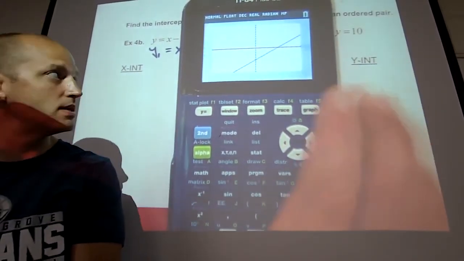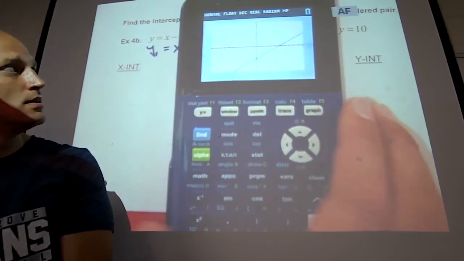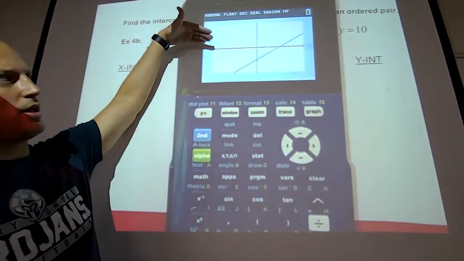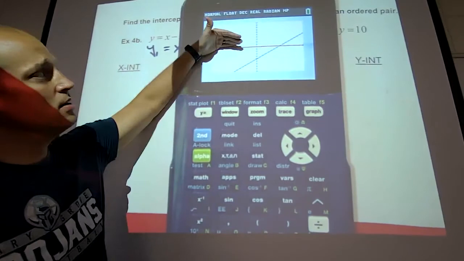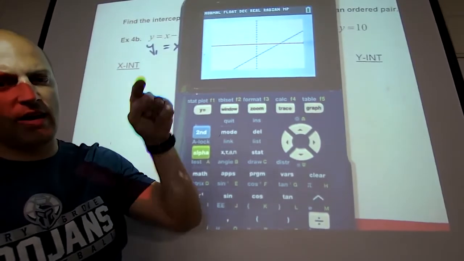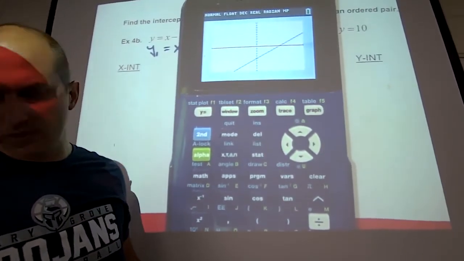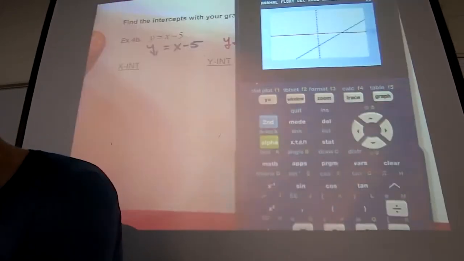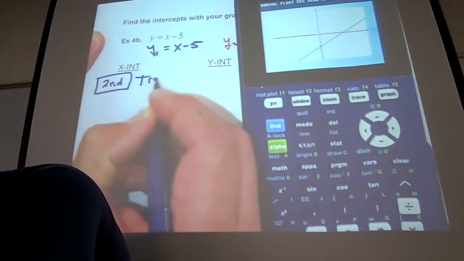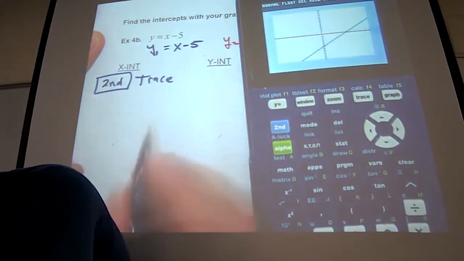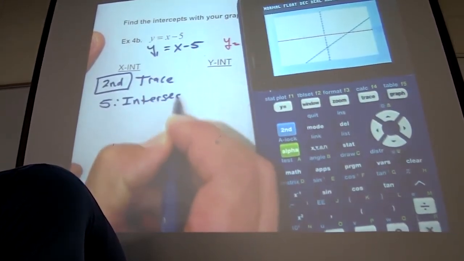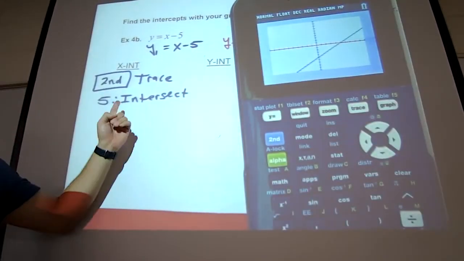So hopefully you guys can see that. If you can't see something, say something, okay, guys? You guys okay with that? Now, if you have a black and yellow model or black and white model, whatever, doesn't have color, then you're not going to see this line, but you got to know that it's there, okay? And you have to have y2 0. If not, you're not going to be able to use this next function I'm going to use. Okay, I'm going to use second trace, which is the calculate menu, number 5, which is intersect. Second trace, number 5, intersect.